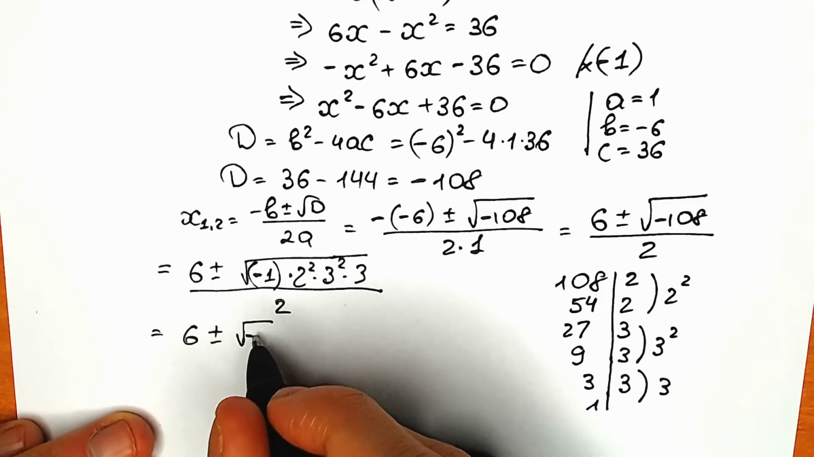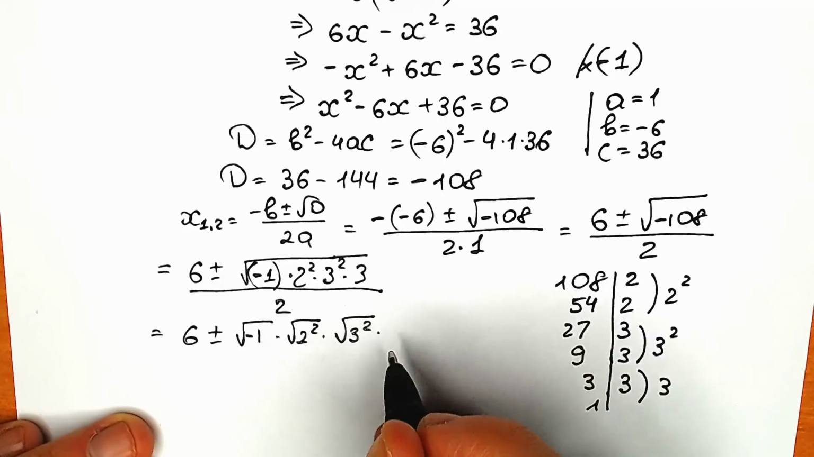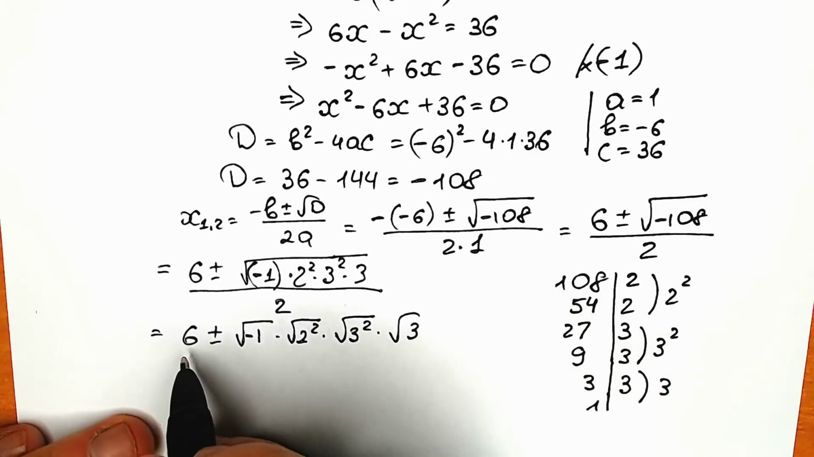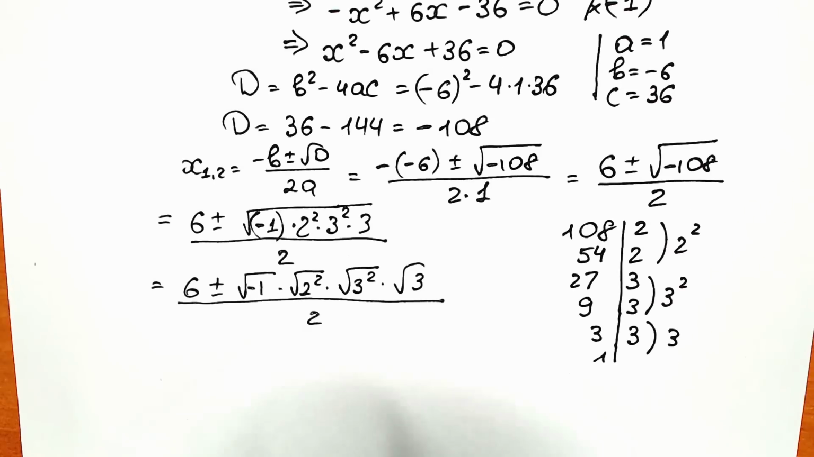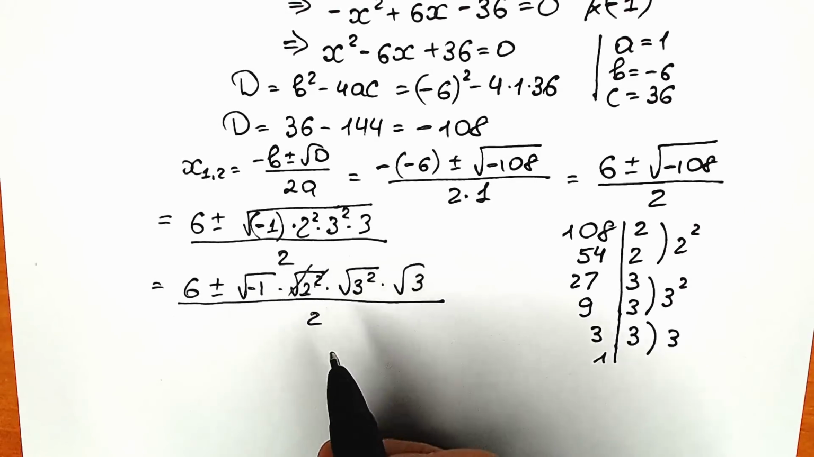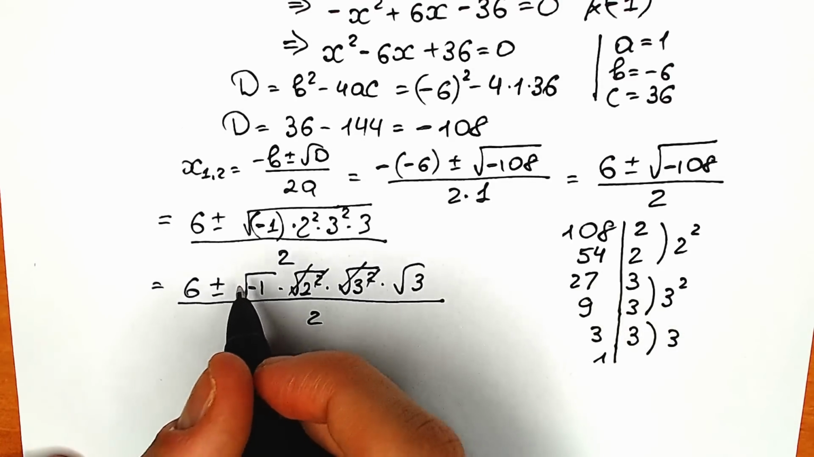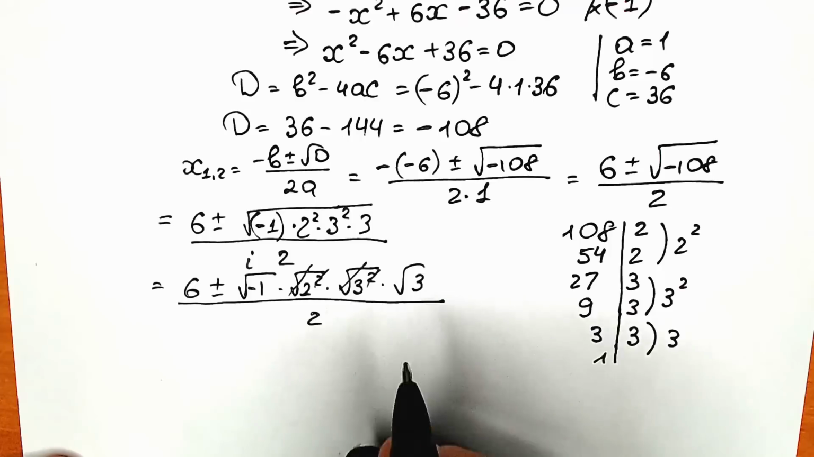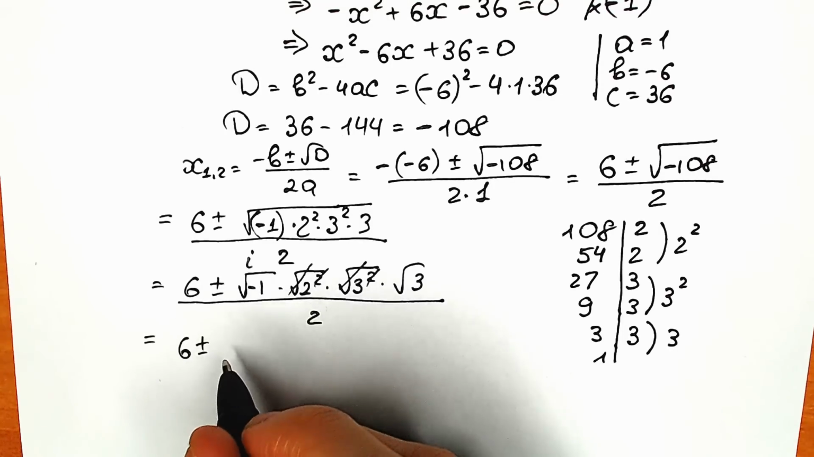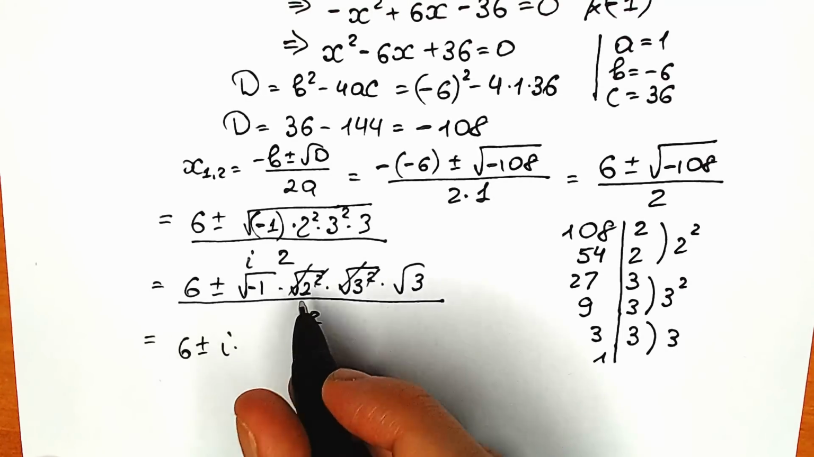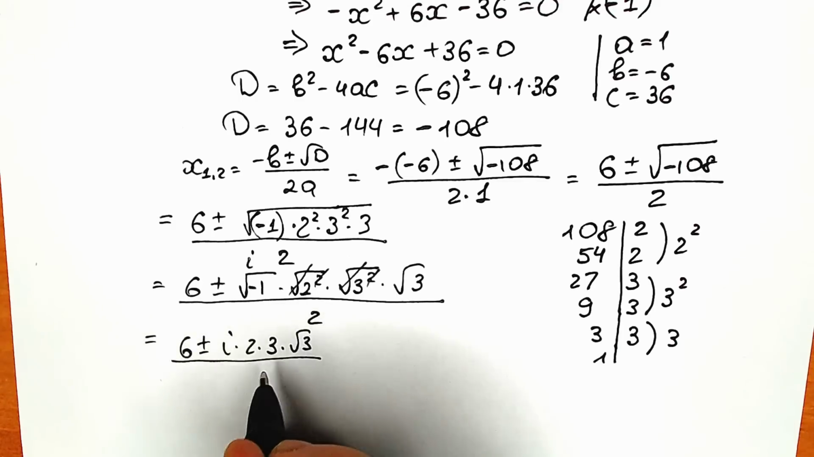square root of minus 1 times square root of 2 square times square root of 3 square and times square root of 3. Alright, we're gonna divide it by 2, and it's a really great moment for us, because right here we're gonna cancel this 2 with this square root sign, this 2 with this square root sign. As a result, right here we have our complex unit, this is our I, and square root of 3. Alright, so we're gonna have like 6 plus minus I in the beginning. The next we have times 2 times 3 and times square root of 3 and all over 2.